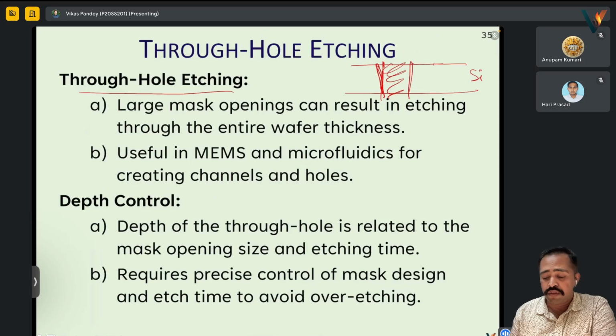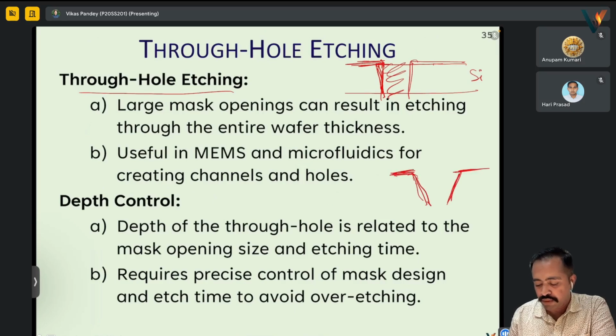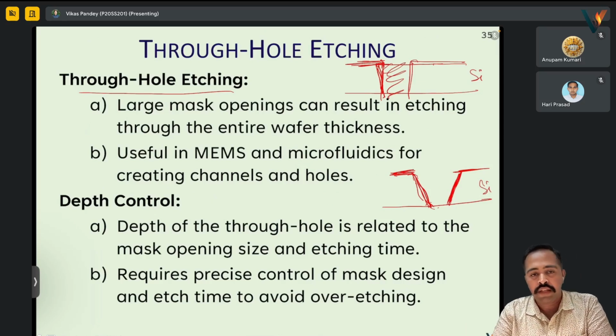So the depth will be dependent on the opening of this mask as well as the slanting. If the mask is open for this much, there is slanting. We already know there is an angle, so it should be able to reach till the end of the wafer. Then only we can achieve the through hole etching. In this case, it requires precise control of mask design and etch time to avoid over etching. Otherwise, it might be that we just want it to go till there, but not completely.